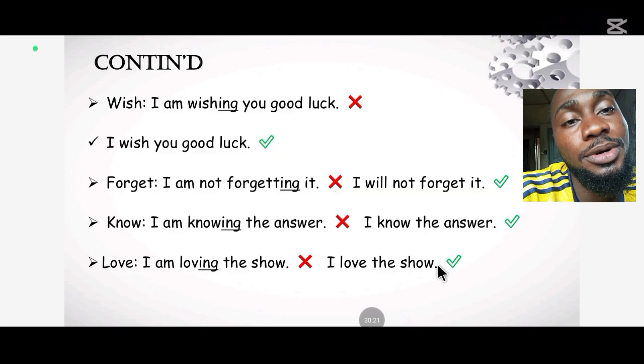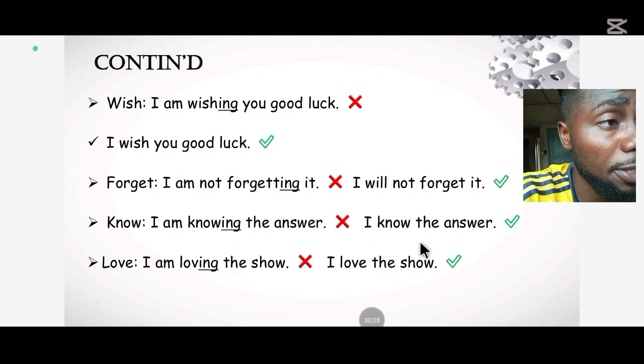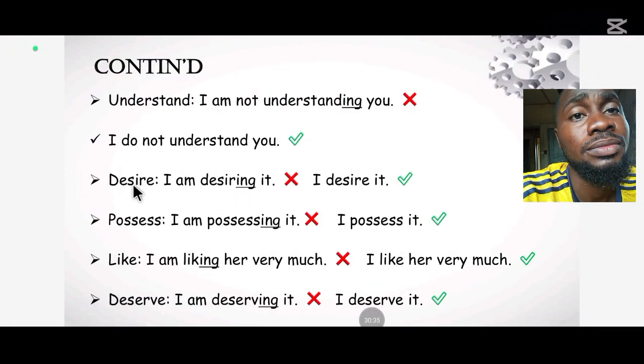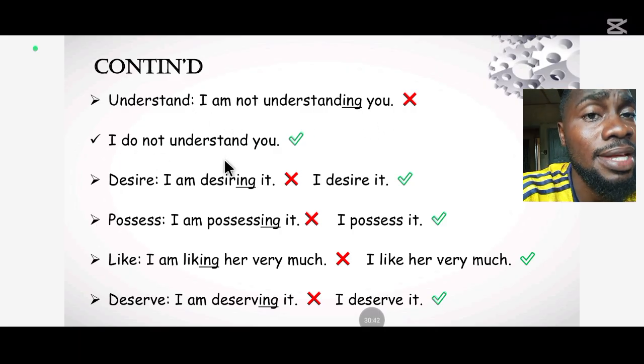So these verbs that I've been listing are the verbs of the mind, and they shouldn't take the continuous. They are not part of the five senses of man, but they are verbs of the mind and should not take the continuous. Moving on. Understand. It's also a verb of the mind. "I am not understanding you" is wrong. "I don't understand you," or "I do not understand you," is correct. Desire. "I am desiring it." Wrong. "I desire it." Correct.